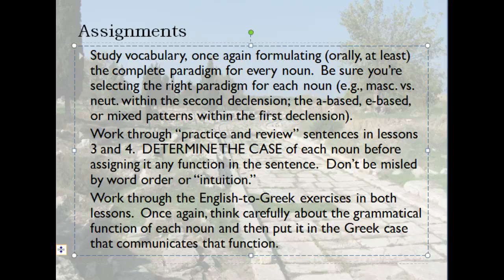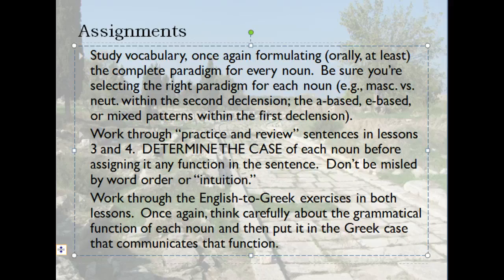The rules are different in Greek, and the ways in which case and therefore function is communicated in Greek is different. Then work through the English to Greek exercises again in both lessons. Once again, think very carefully about the grammatical function of each noun, and only then put it in the Greek case that communicates that function.